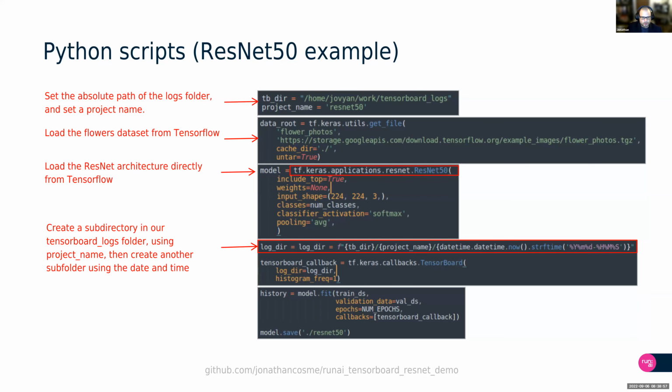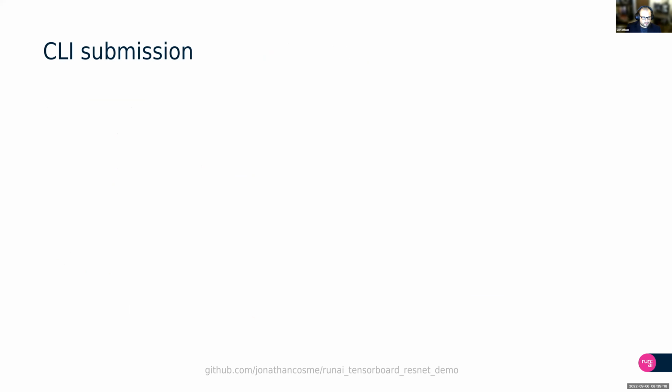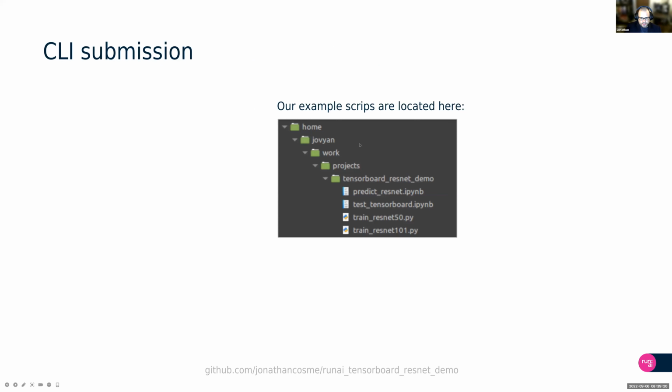And here is where we create a sort of subfolder. Basically, under our Tensorboard logs, we're going to create a folder called ResNet 50. And then under that, we're going to put the current date time in order to distinguish this particular run. And then, of course, we just put this in the callback, fit, and save the model. And since these are our Python scripts, they're under the Tensorboard ResNet demo, under projects, and under work.